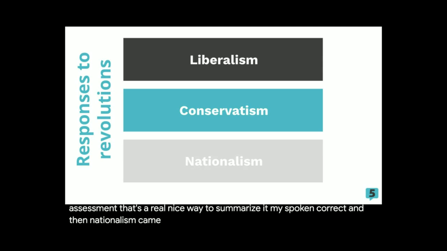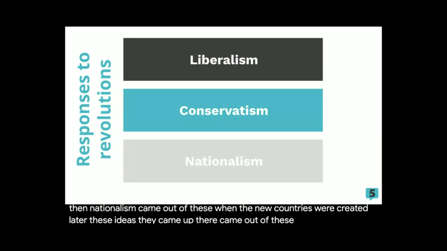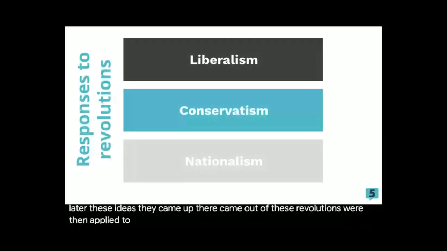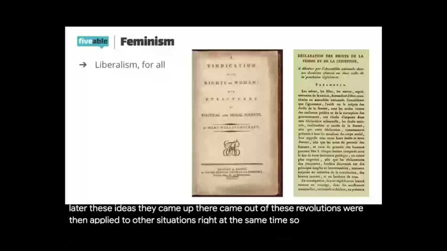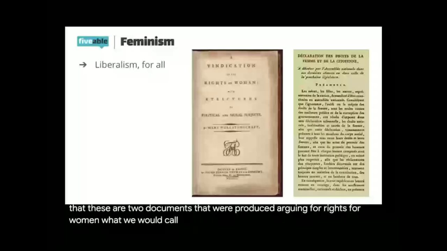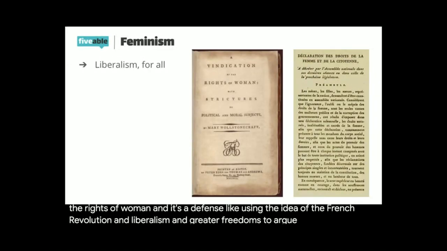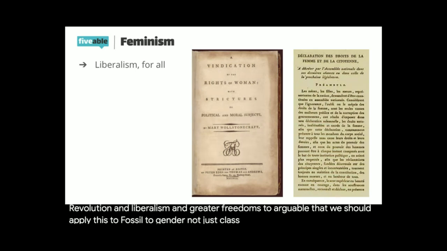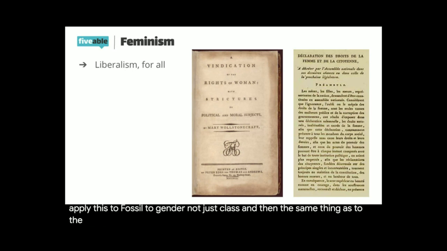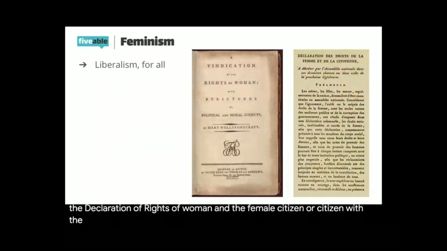And then nationalism came out of these when the new countries were created. Later, these ideas were applied to other situations at the same time. A big example is two documents arguing for rights for women, what we would call feminism, produced at the same time as the French Revolution. Mary Wollstonecraft wrote A Vindication of the Rights of Woman, a defense using the ideas of the French Revolution, liberalism, and greater freedoms to argue that we should apply this to gender, not just class. The same is true of the Declaration of the Rights of Woman and the Female Citizen, with the female suffix on citizen, in French by Olympe de Gouges.